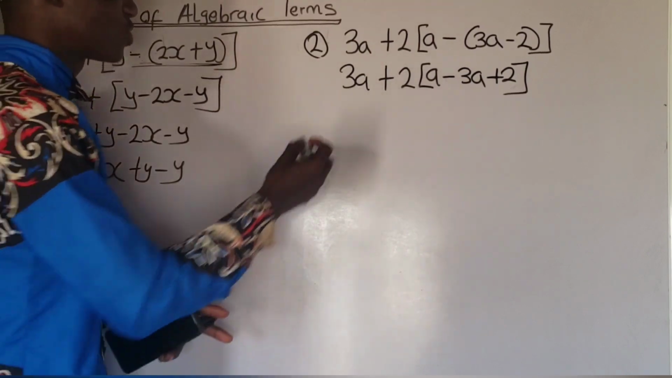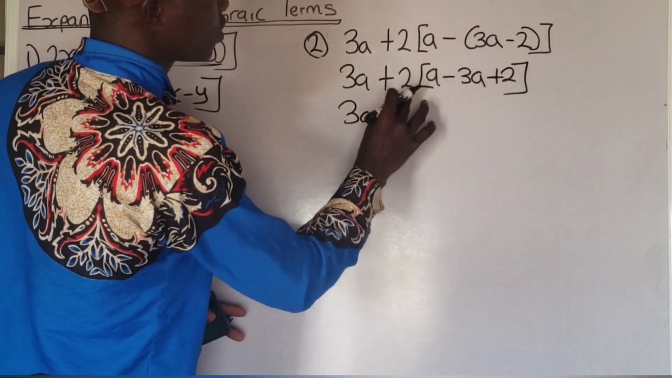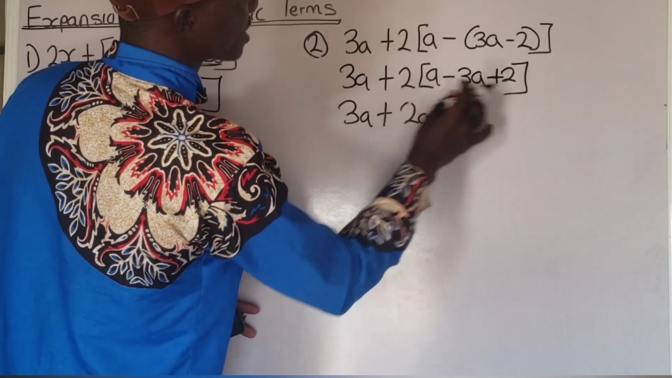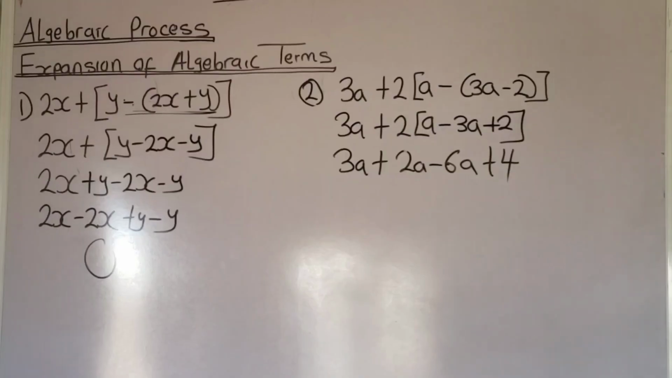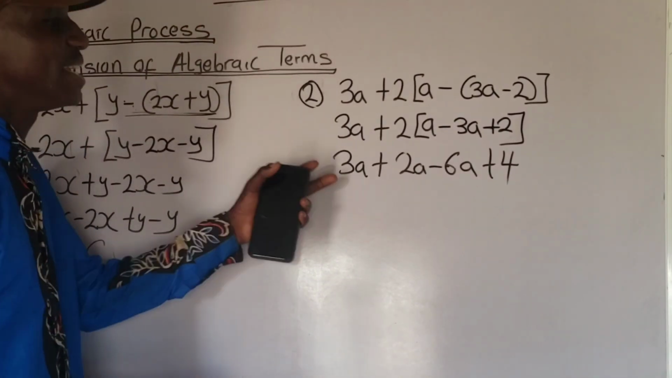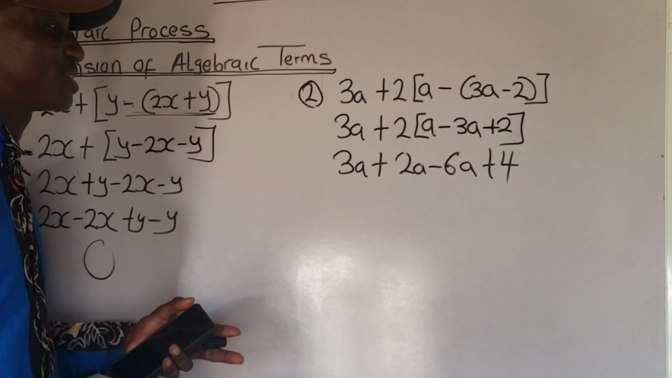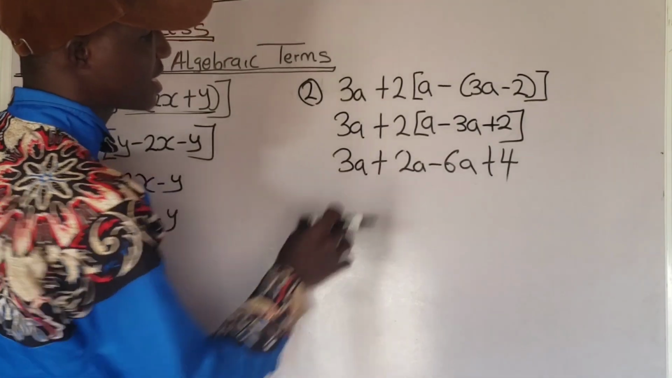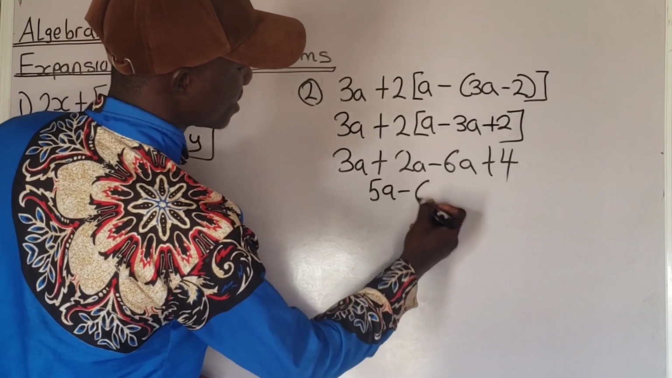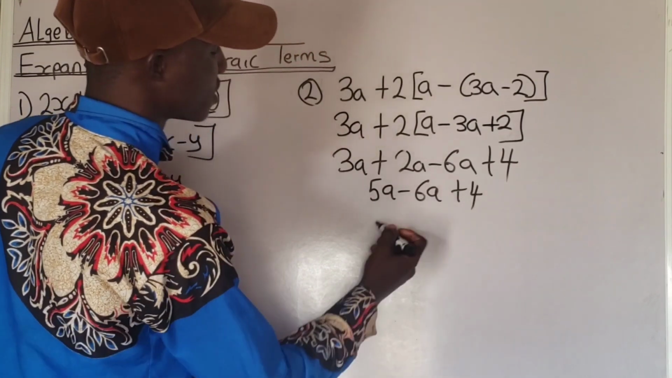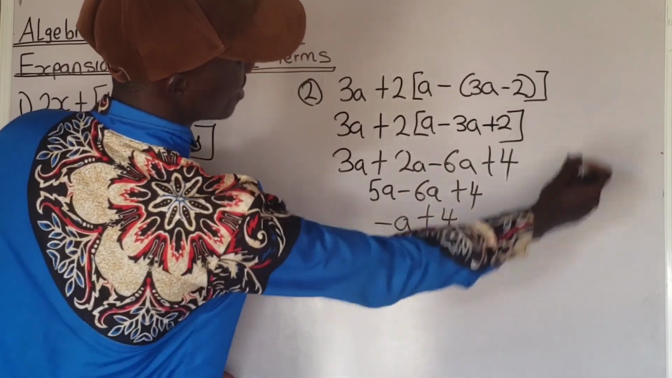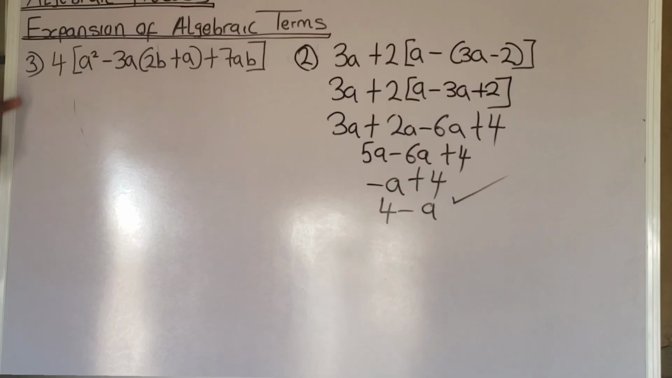So I'm going to have 3a plus 2 multiplied by a, 2a. 2 times negative a, negative 6a. 2 times positive 2, that is positive 4. Now, is there any like term in this expression? There is. I have 3a plus 2a, that is 5a. 5a minus 6a plus 4 will give me negative a plus 4, or 4 minus a. That's the answer.